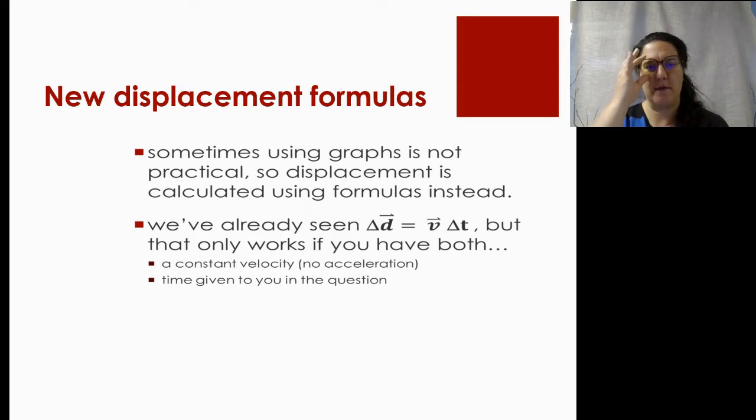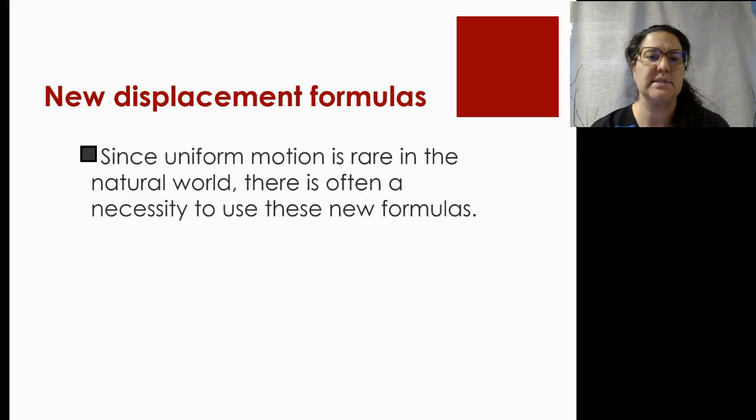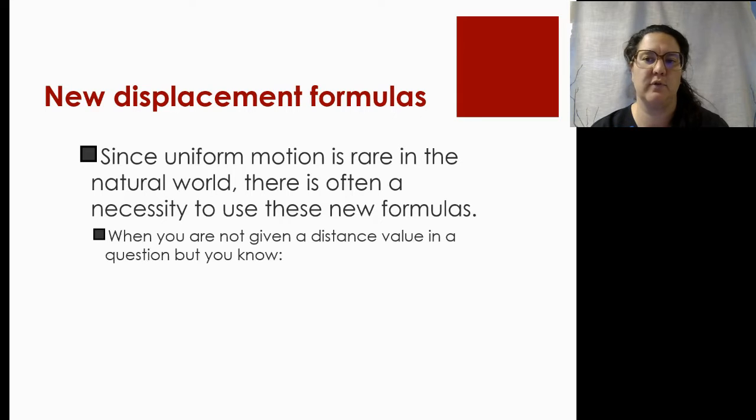Sometimes using graphs is not practical, so displacement is calculated using formulas instead. We've already seen displacement equals velocity multiplied by time, but that only works if you have a constant velocity and time was given to you in the question. Since uniform motion is rare in the natural world, there's a necessity to use some new formulas.